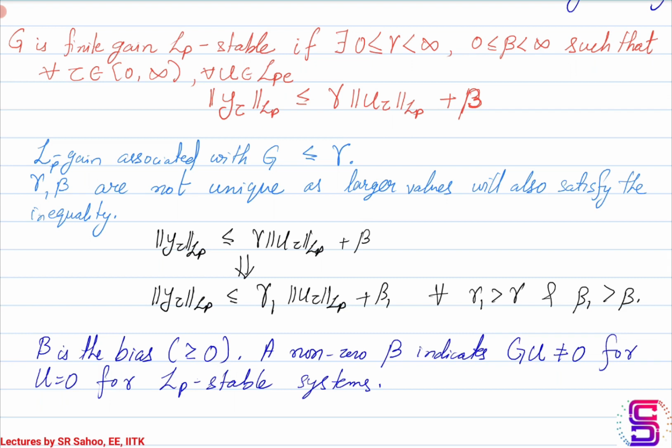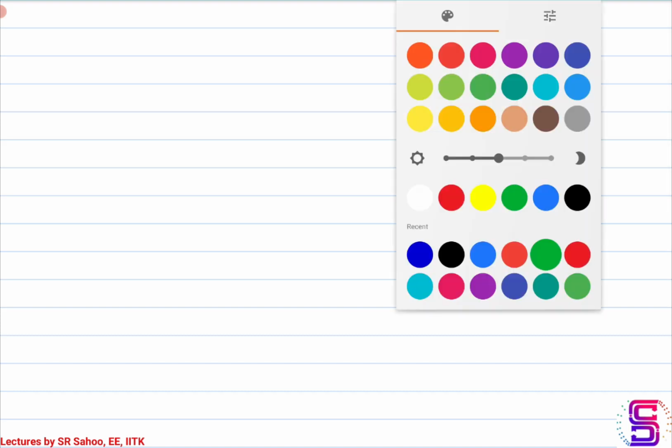Okay, so when beta is non-zero, then the output is possibly non-zero for the system when the input is zero. Okay, now what is the gain of the system? How do you define the gain of the system? The gain of the system is basically the smallest possible value of gamma that you can use such that you will be able to find a beta corresponding to it to satisfy the inequality.